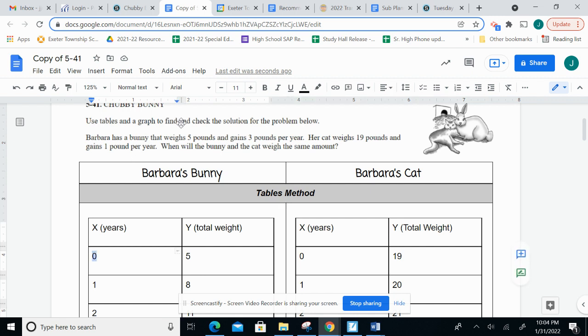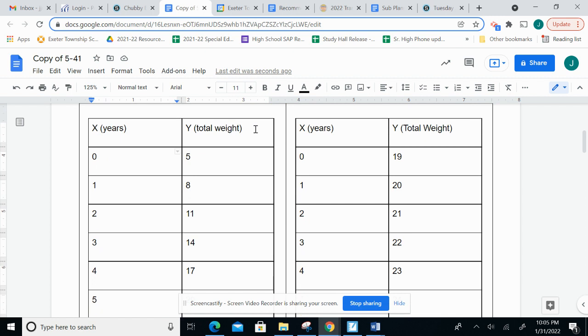The bunny was kind of like born at 5 pounds, and then you add 3 pounds every year. So even if it wasn't born at 5 pounds, maybe she bought the bunny at 5 pounds, and then it gains 3 every year. Either way, time 0 is when she either bought it or the bunny was born. Same thing with the cat. So make sure you put 0 in there. Okay, so fix up whatever you need to there.